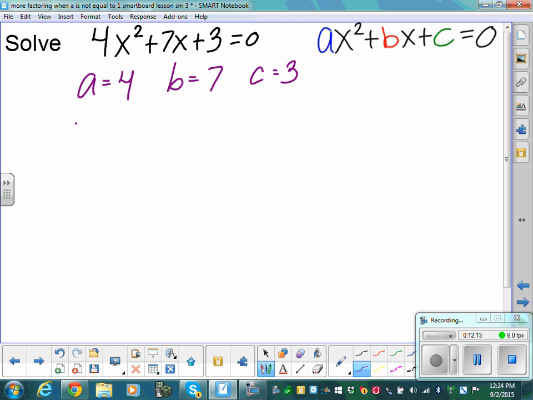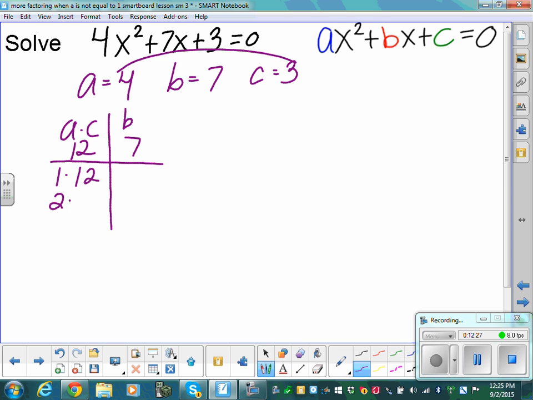So what multiplies to be a times c and adds up to be b? a times c would be 12. What multiplies to be 12 and adds up to be 7? So 1 times 12, 2 times 6, 3 times 4, those all multiply to be 12. We want it to add up to be 7. Those will never add up to be 7. These will, but they both have to be positive, so let's see if that works. Positive 3 times positive 4 does equal positive 12, and then positive 3 plus positive 4 is equal to 7. Works in both cases. So in this case, our factors are positive 3 and positive 4.